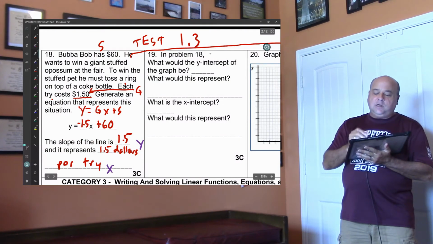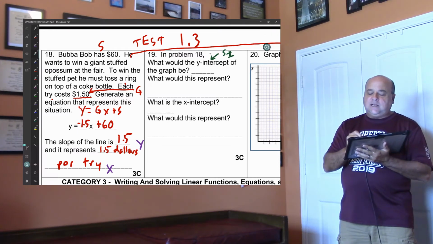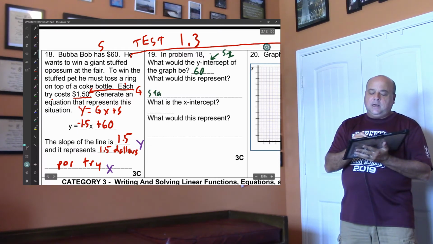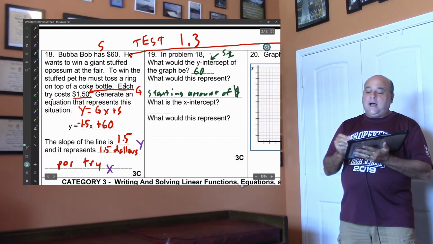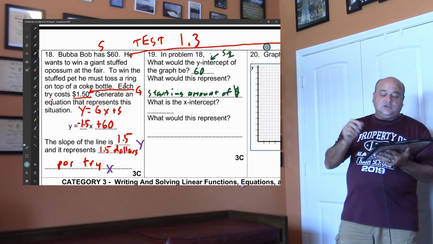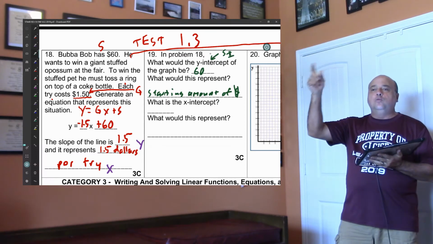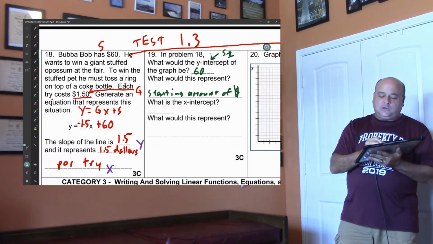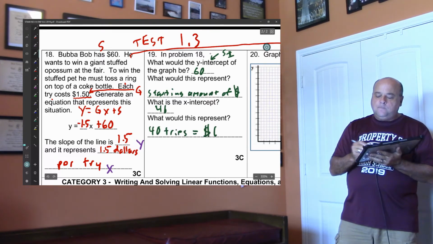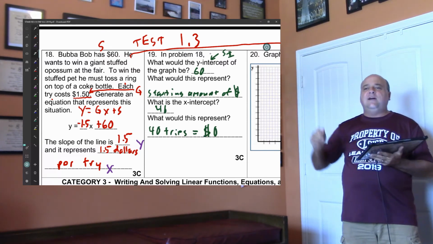The y-intercept is your starting number, right? The y-intercept will always be the starting number. In this case, it's 60, and it's the starting amount of money. Every single time, y'all should be getting this. Starting amount of whatever y is. If y is ounces or whatever, that's your starting amount. The x-intercept: how many 1.5s are in 60? How many times can you do 1.5 into 60? You could do it 40 times, right? So at 40 tries, it would be $0. After the 40th attempt, he's got $0.